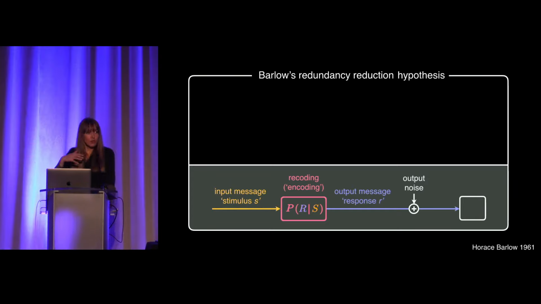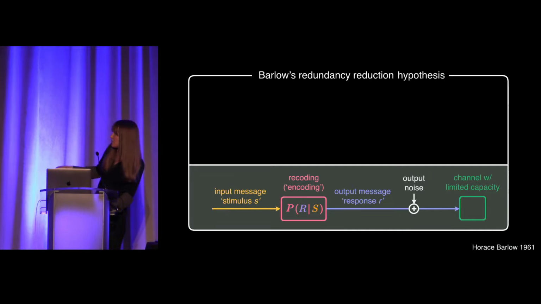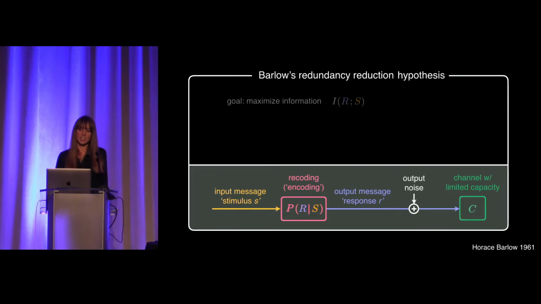Okay, so Barlow is hypothesizing that the goal of sensory systems was to communicate as much information as possible along this noisy channel, but subject to constraints imposed by noise and imposed by a channel with limited capacity. So he was thinking about squeezing these signals through some channel with some limited capacity C. And he hypothesized that the goal of early sensory systems was to communicate as much information as possible through this channel. And so we can write this in terms of maximizing the mutual information between the neural response and the incoming stimulus.